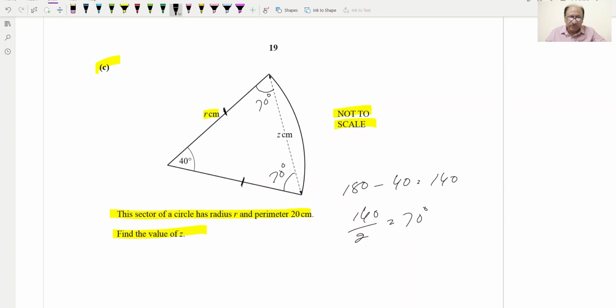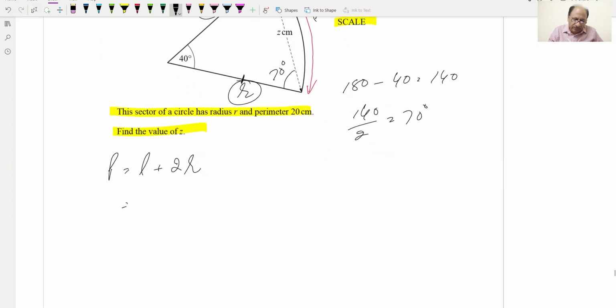And now we can find the perimeter. First of all, we require the length of the arc, this one. To find this, we will be applying the formula. The perimeter will be equal to the arc length, which is L, plus 2R, because R plus R will be 2R. And arc length is theta over 360 into 2 pi r, plus 2 r.